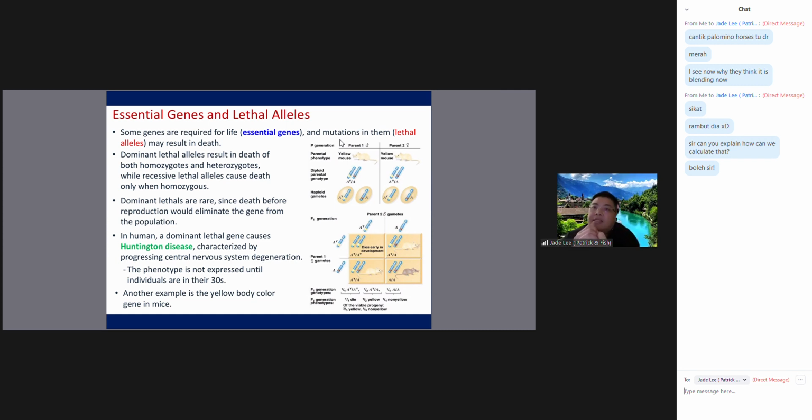Another example is a yellow body color gene in mouse. Okay, so this is to share with you the essential genes and also the lethal genes. Okay, okay so far? Yes, doctor.